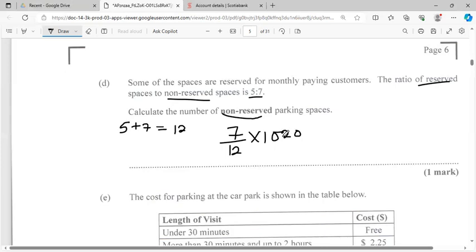In the essence of time, let me just get my calculator. So it's 1020 divided by 12, which works out to 85. So this into this 1, this into this 85. So our answer would be 7 times 85. Let's times that by 7, 595. Makes sense? Since the ratio of the unreserved is greater, it's just a little bit. So it's 595.